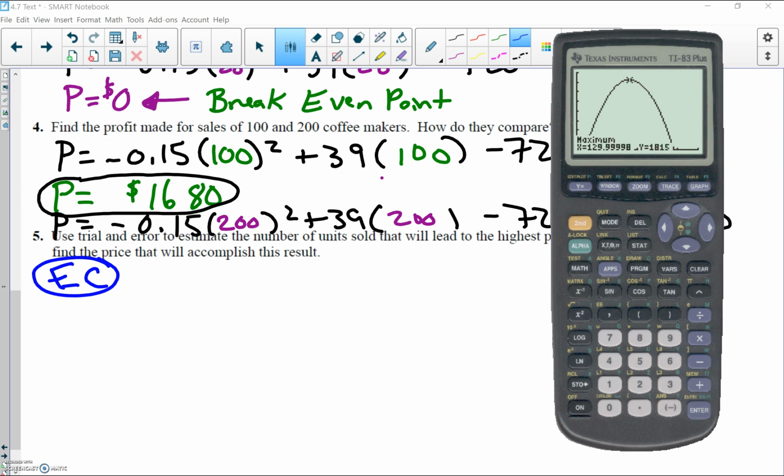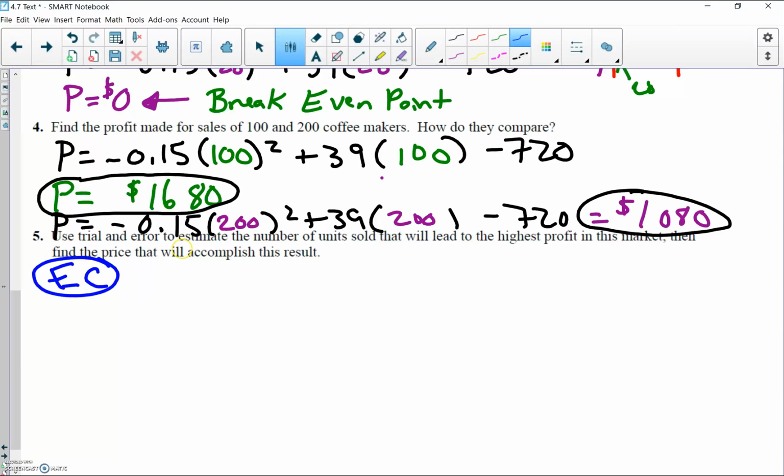And so there was a little bit of approximation we can see. It's not exactly 130 units, which it should be, but it would round to 130 anyway. And that's just part of the points I selected. If I'm off a little bit on my points, then the calculator will be a little bit off too. But we can see that our X value, which is the number of coffee makers, is about 130. And then the Y, or the output, which is our profit, the highest profit I can achieve is $1,815. So here we're really interested in the number of units. So that was the 130 coffee makers.